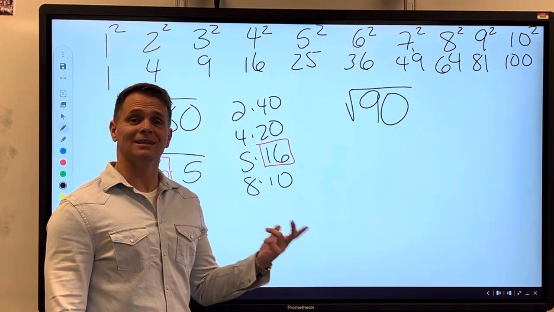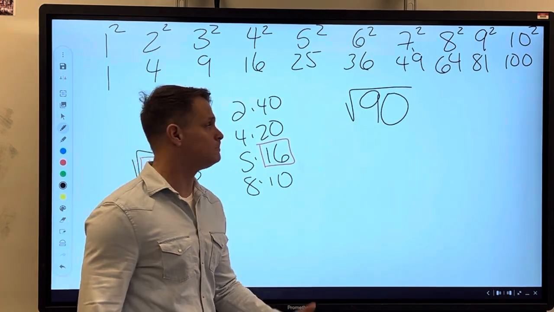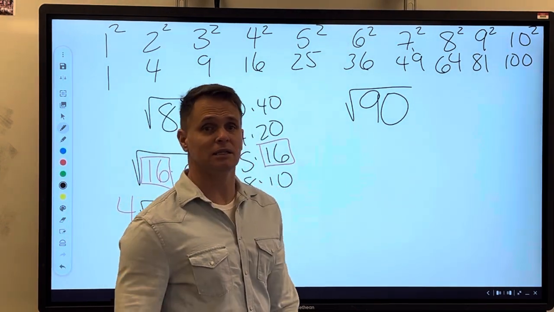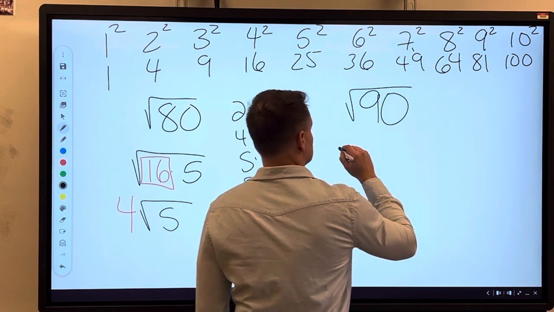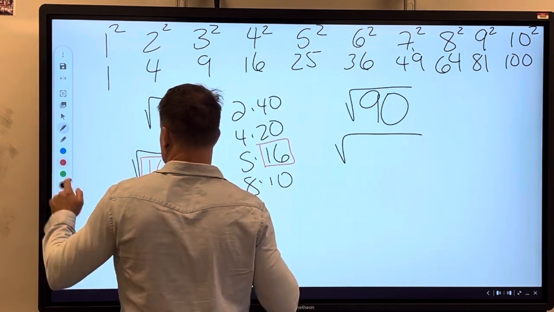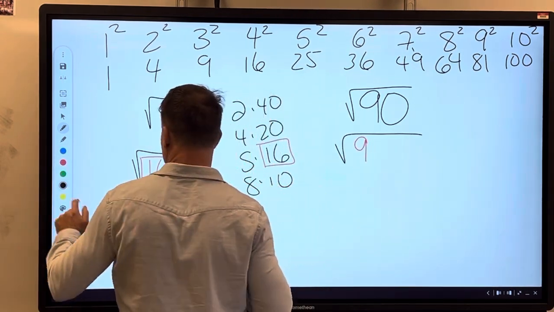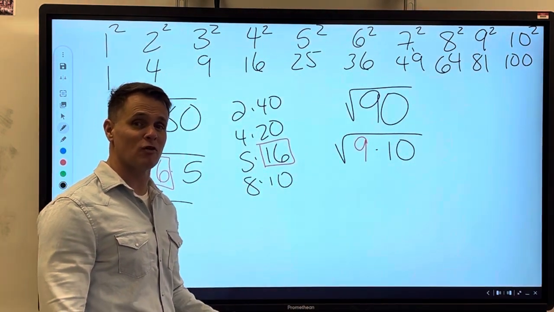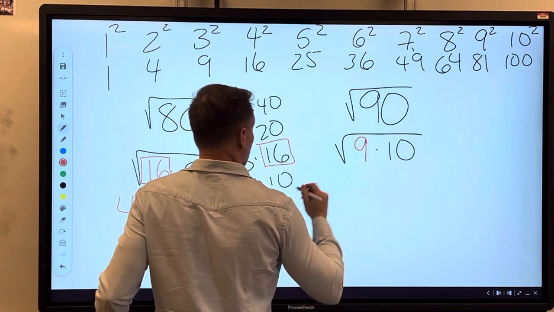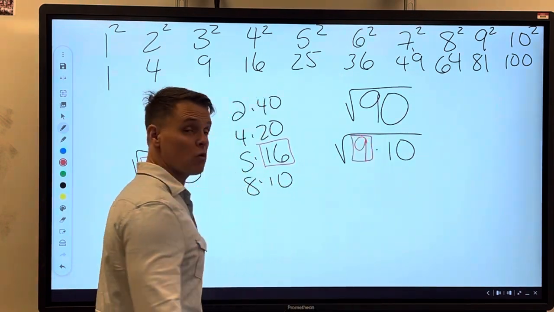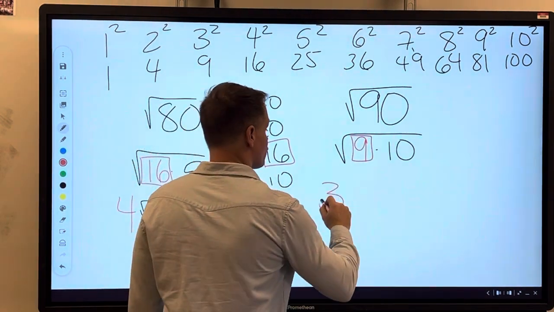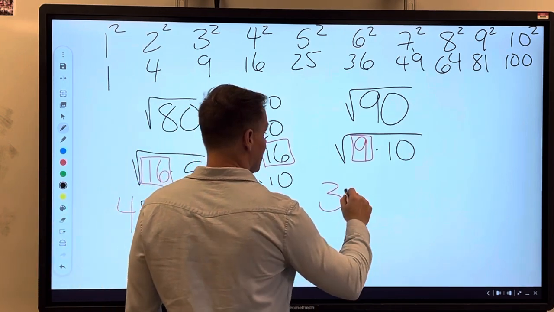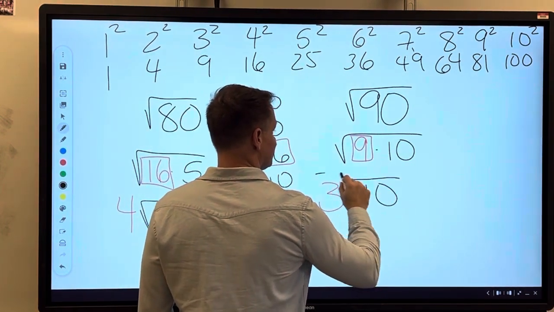Okay, there are a lot of factors for the square root of 90. The two that I would use is 9 times the square root of 10. The reason being is 9 is the biggest perfect square factor. So what's the square root of 9? Square root of 9 is 3. 3 times the square root of 10.